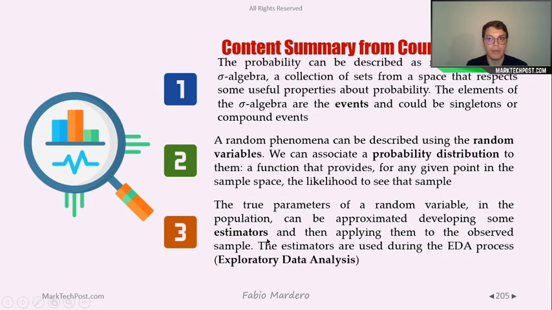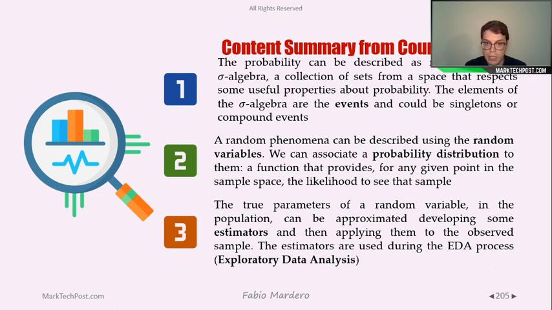So we are at the end of course 5, and we've seen that probability can be described as a measure on a sigma algebra. And the sigma algebra is a collection of sets from a space that respects some useful properties about probability. That's what we want. The elements of the sigma algebra are events, and could be singletons, some sort of single elementary event, or compound events. For example, if we roll a dice, a compound event could be all the numbers above the value of 3. This is a compound event.